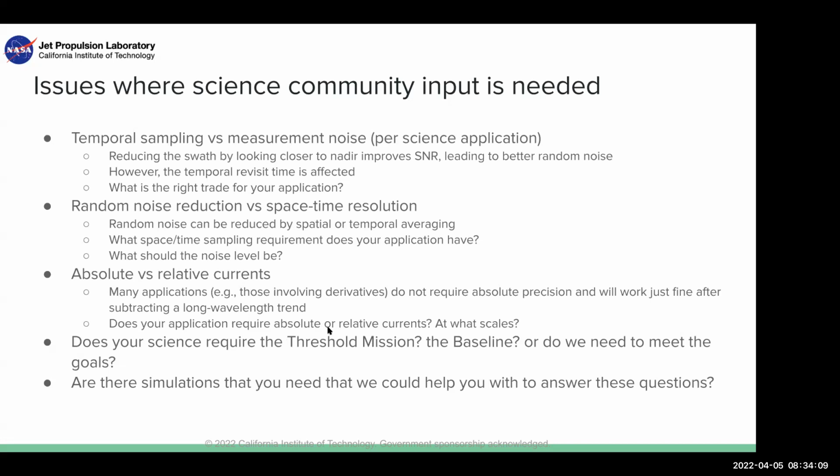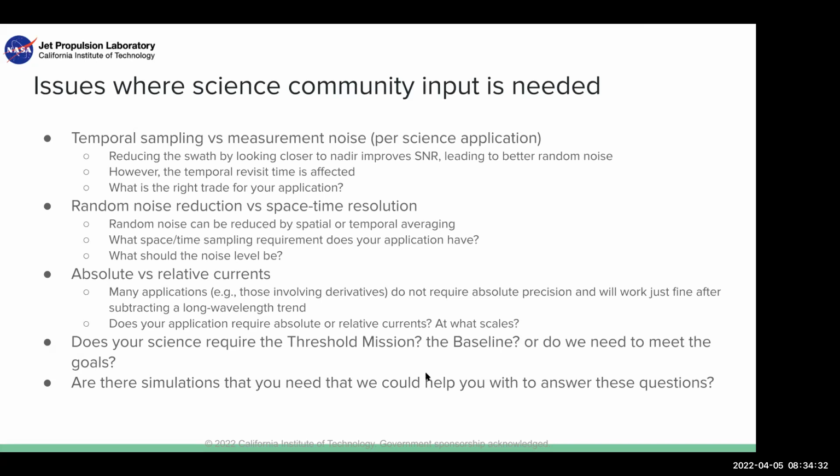So the issue is, do you need absolute winds? Do you need absolute accuracy for your application? And at what scale do you need them? We need to justify our mission. So what science can you do with a threshold mission, with a baseline mission? Do we really need to meet the goal mission?